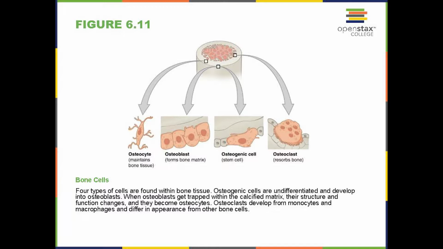Osteoclasts break down bone, so that's trying to show you that it's breaking down the bone. And then we have an osteogenic cell, which is our precursor to these other three types, because this is a stem cell. It could become any of these three.